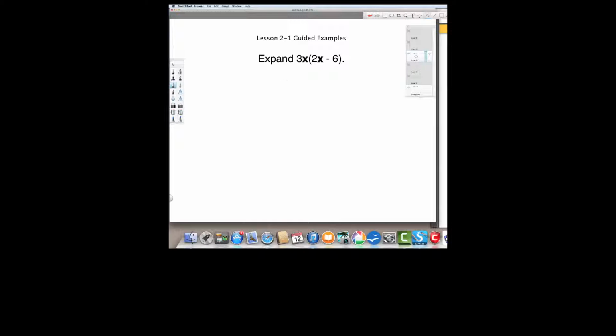We've got 3x times 2x minus 6. So this is the distributive property of multiplication over subtraction. 3x times 2x, 3 times 2 is 6. x times x is x squared. So 3x times 2x is 6x squared, minus 3 times 6 is 18x. So 3x times minus 6 would be minus 18x. And we are done. Easy. Done with this one. Make notes. Let's get to the next.